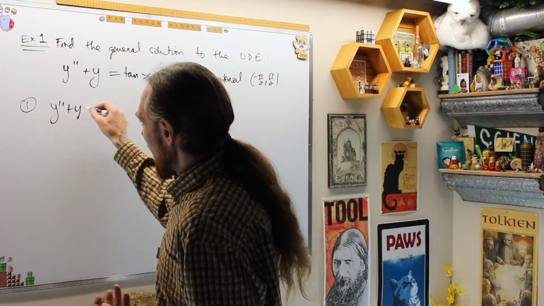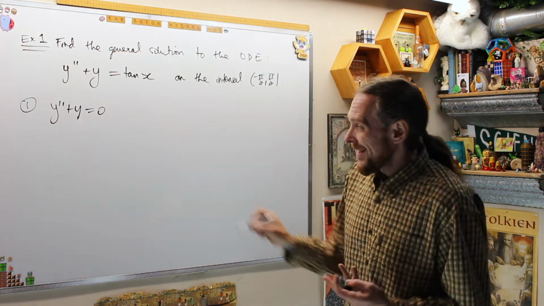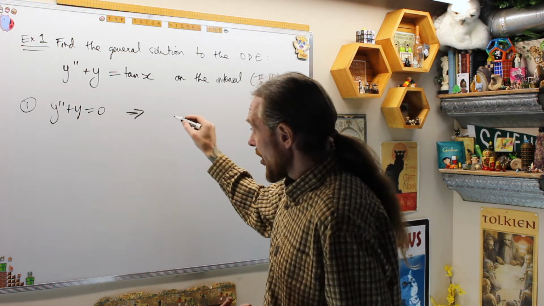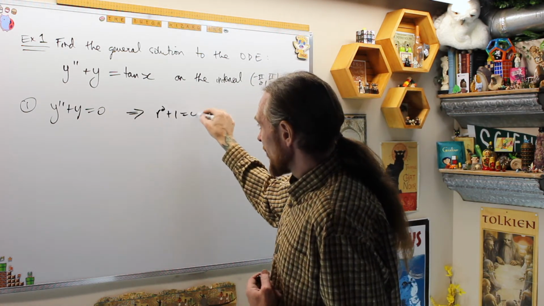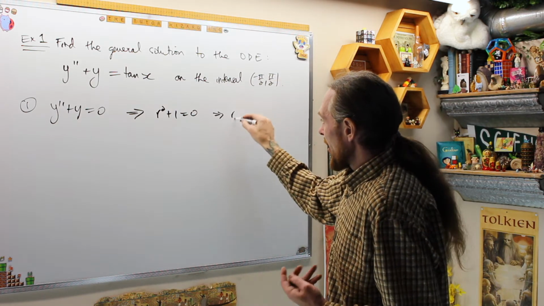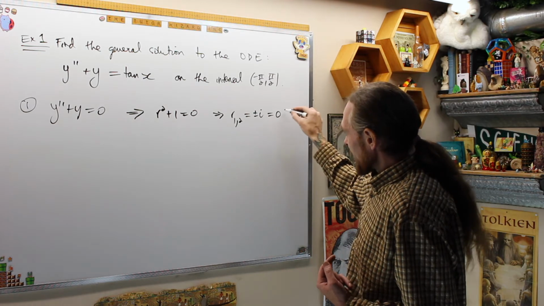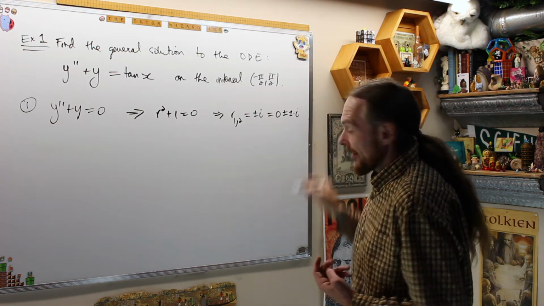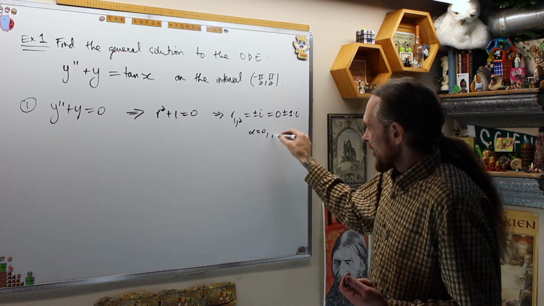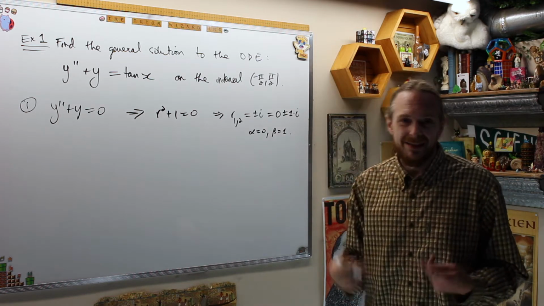Y prime prime plus y equals 0. Start with the homogeneous equation. That immediately gives me the characteristic or auxiliary equation r squared plus 1 equals 0. Solving that, I get r1,2 is equal to plus or minus i, which is actually 0 plus or minus 1 times i. What that technically tells me is alpha is 0 and beta is 1 in the general theorem.